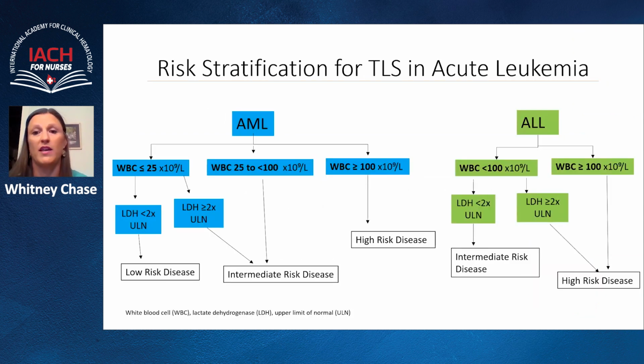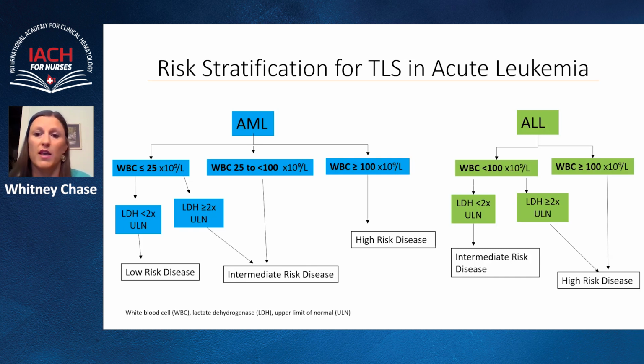So that's what we're looking for in TLS, but who are we looking at for it? Low-risk disease describes patients with less than a 1% risk of developing TLS. Intermediate risk confers a 1 to 5% risk, and high-risk disease corresponds to greater than 5% risk of developing TLS. So this tool helps take into account the disease state, the white blood cell count, and LDH.